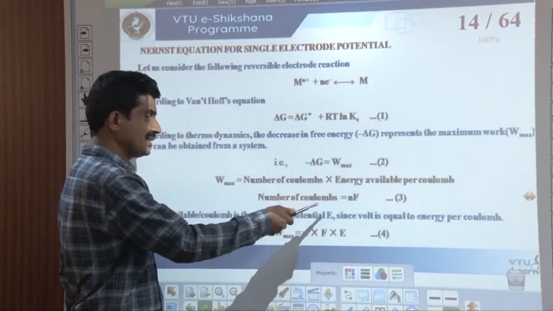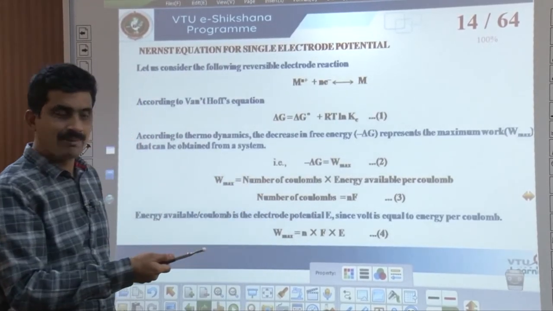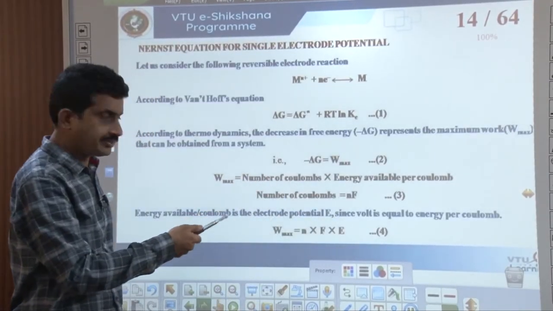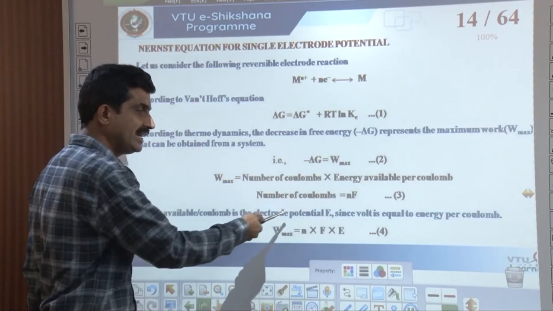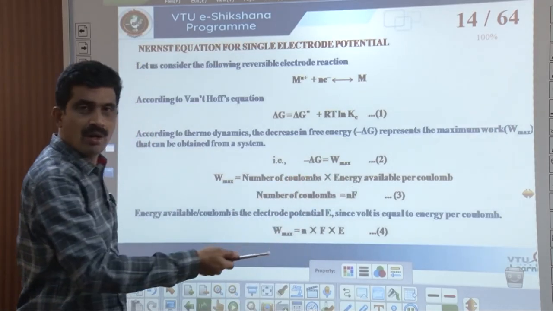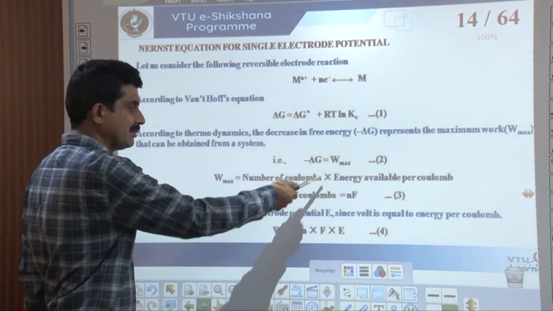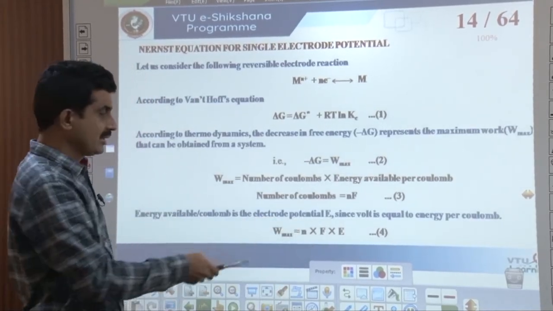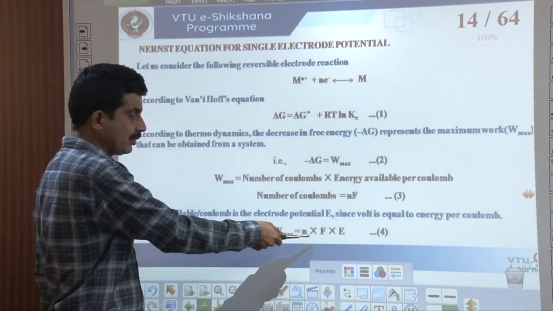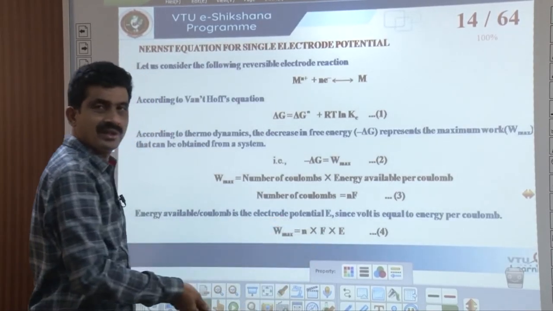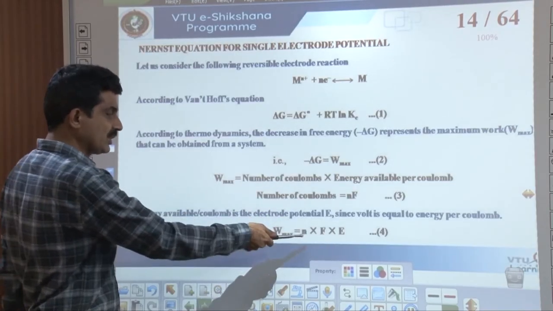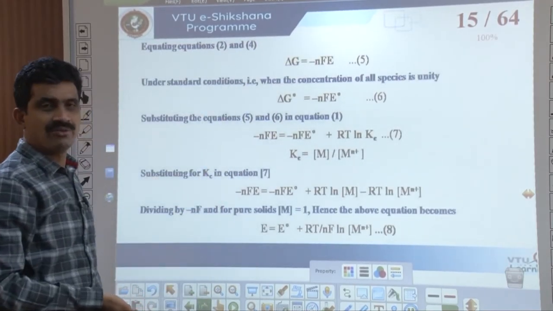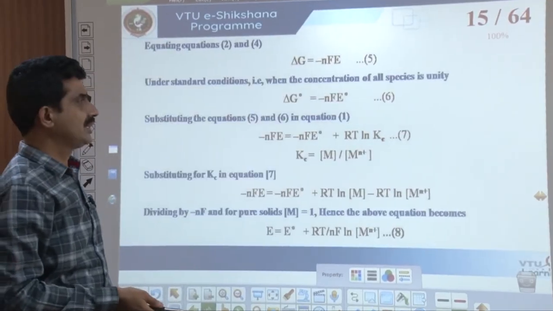So, W max is equal to the number of coulombs multiplied by the energy available per coulomb. The number of coulombs is the product of n and F, and the energy available per coulomb is E. Therefore, W max is nothing but nFE, where n is the number of electrons per mole, F is Faraday's constant, and E is the electrode potential. Substituting this in equation 2, minus delta G is equal to nFE, or delta G is equal to minus nFE.